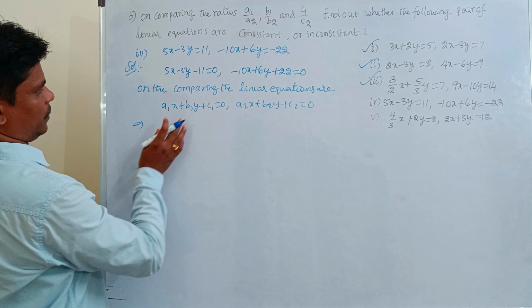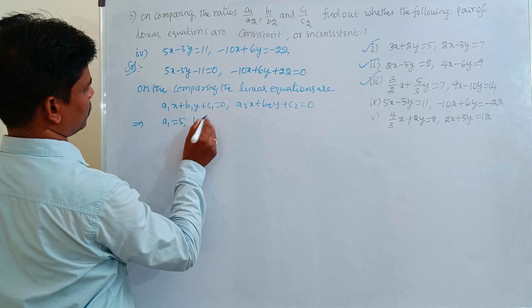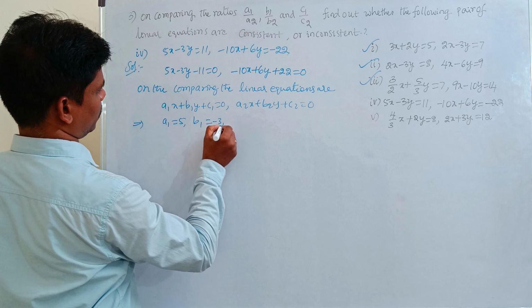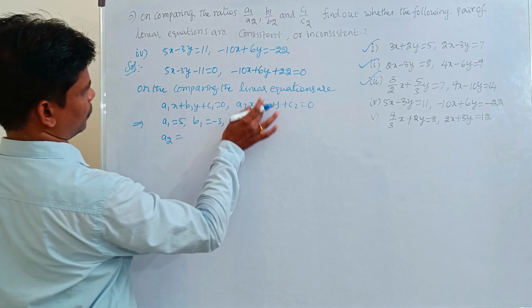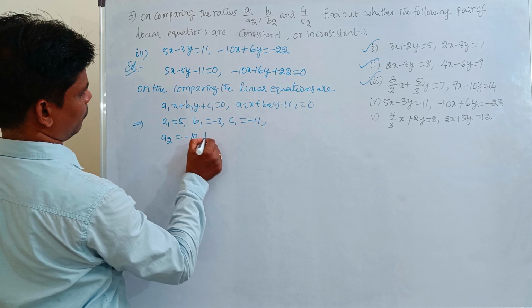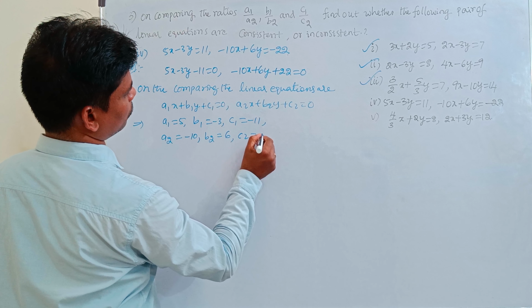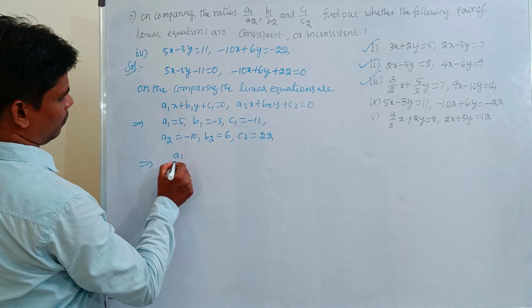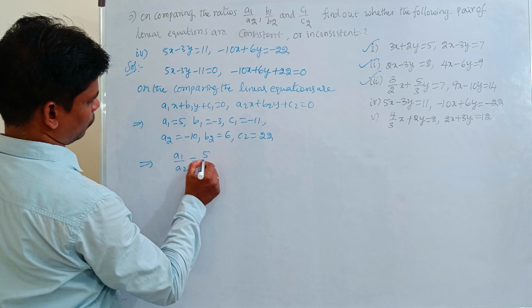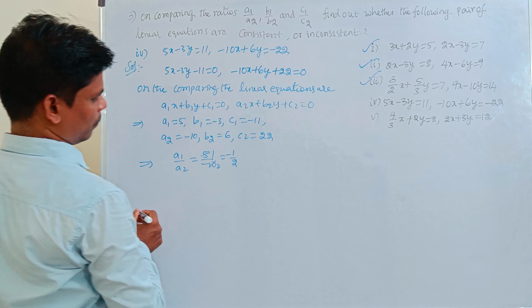Here write the coefficients. Compare these two. a1 is equal to 5, b1 is equal to minus 3, c1 is equal to minus 11. And similarly for the second equation, a2 is equal to minus 10, b2 is equal to 6, c2 is equal to 22. And then the ratios: a1 by a2 is equal to 5 by minus 10, 5 ones are 5, 5 twos are 10. That is equal to minus 1 by 2.